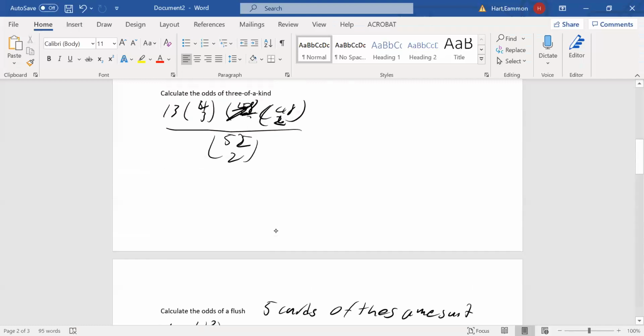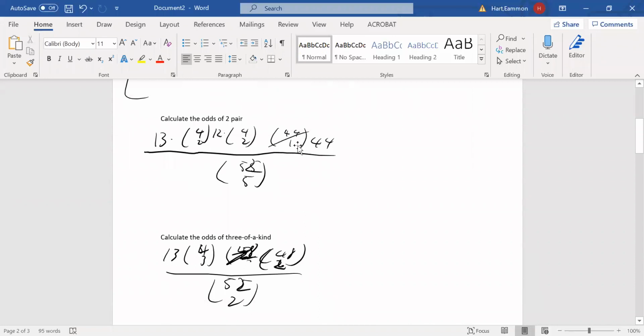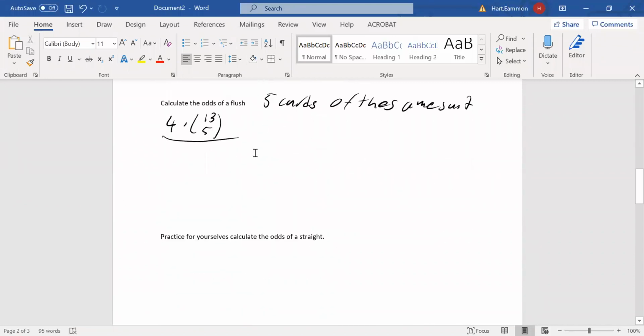If you guys haven't noticed, 3 plus 2, 2 plus 2 plus 1, these all add up to 5. That's because 5 is the size of my hand. And then 52 choose 5. So that should tell you the odds right there.